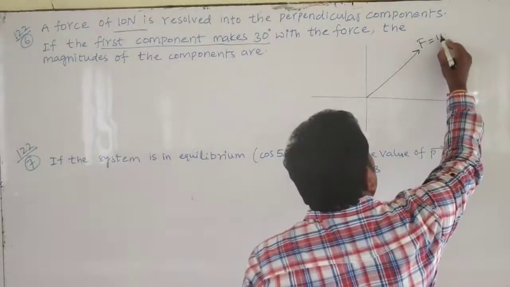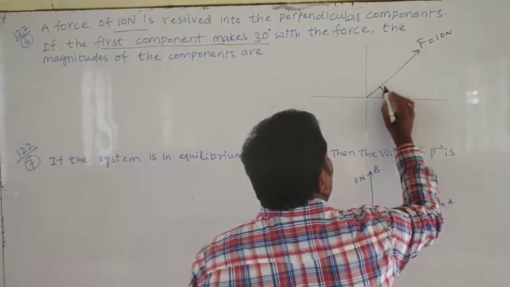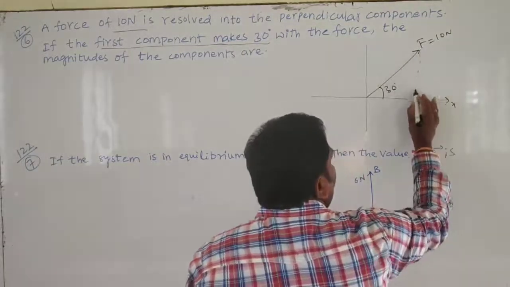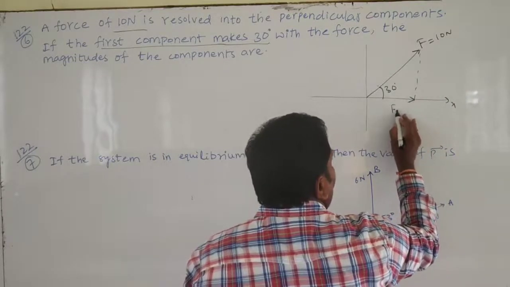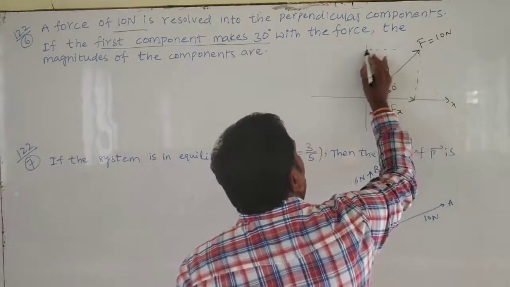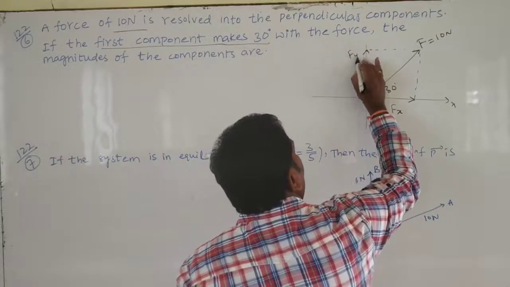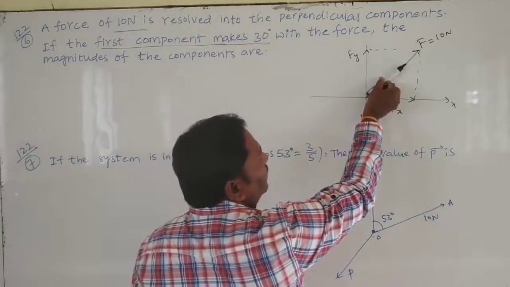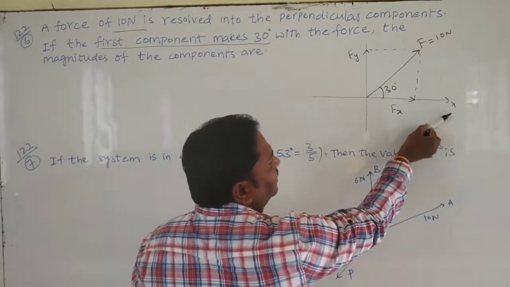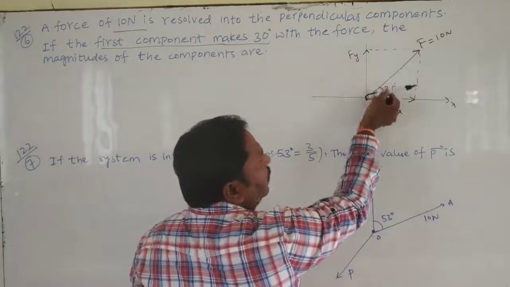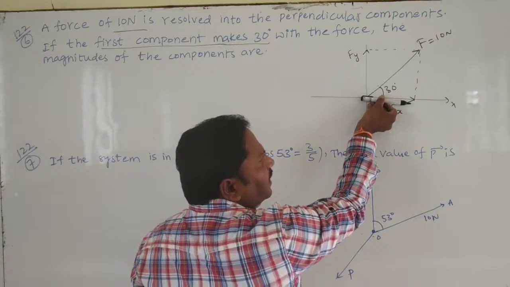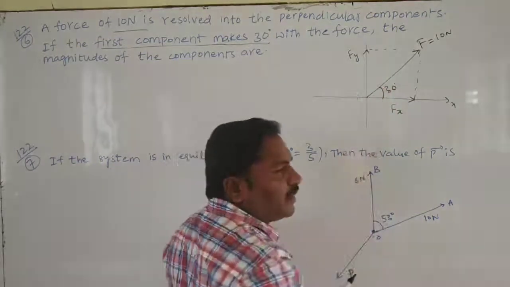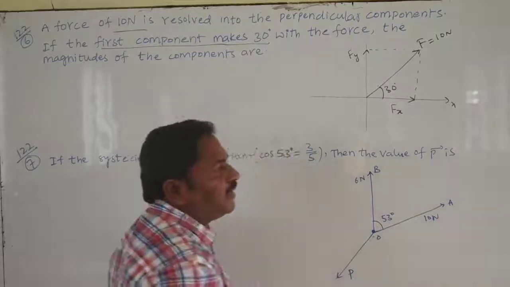This is how much? 10 newtons, making 30 degrees with the x-axis. Then what is this component? Fx. And what is this component? Fy. Already we know this force makes an angle theta with the x-axis. Then if we resolve along the x-axis, it is F cos theta. If we resolve in the y direction, it becomes F sin theta.